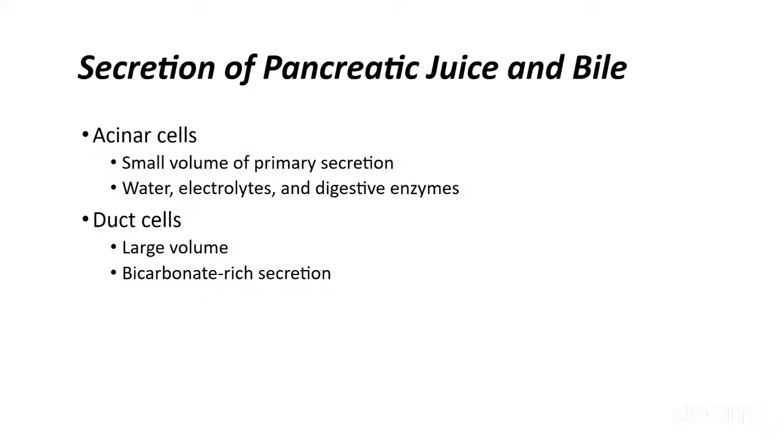The duct cells, so physically lining the duct as we are moving towards the duodenum, are also producing fluid. So they're going to be producing more fluid by volume, and it's going to be full of bicarbonate, right? So this is that let's buffer out the acidity part of the system.